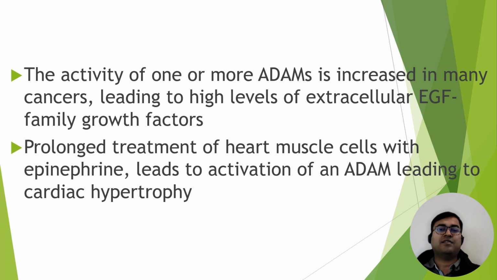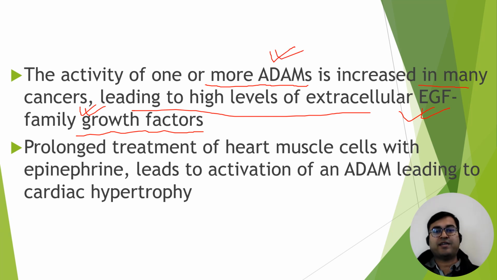Now you can ask a question like why this notch delta pathway is important. These are the two important facts. The activity of one or more ADAMs, we have seen here ADAM10, and there are different variations in ADAM structure. So ADAM might be of different types, and one of the types that we have seen in our discussion is ADAM10. The activity of one or more ADAMs has been shown to be increased in many types of cancer, leading to high levels of extracellular EGF family growth factors. So because of increased ADAM in cancer, the EGF growth factor is increased, and it might have many dysregulations in the cells, leading to carcinogenesis.